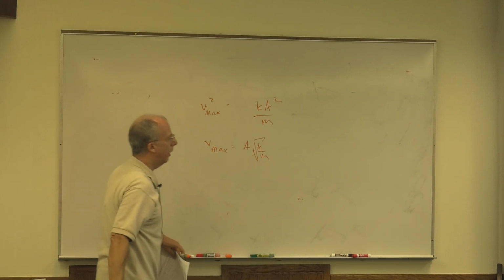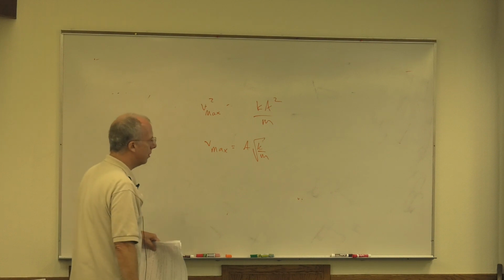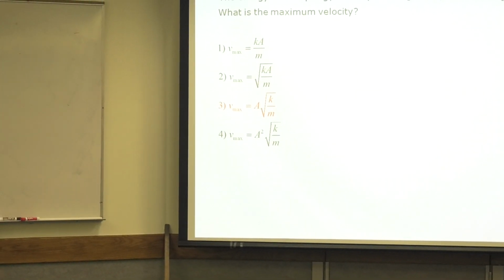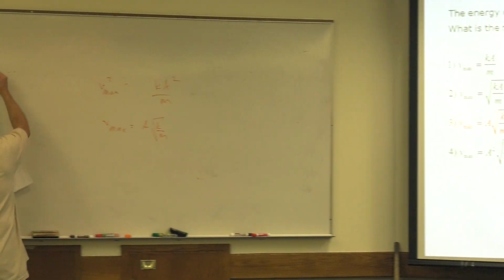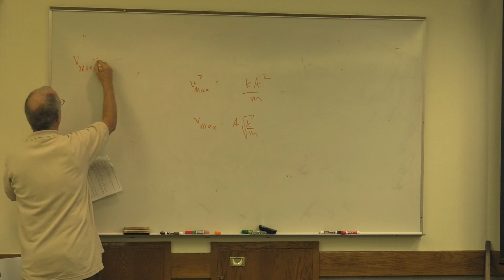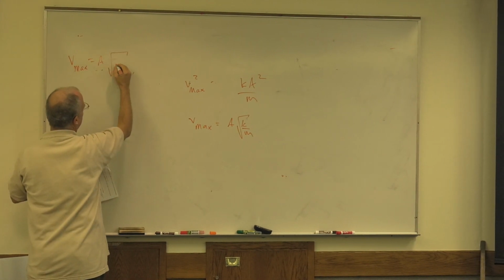All right, so there you go, right? So V max is a radical K over m. Now, why do I want to know that? You'll see. All right, so we just figured out that V max is a square root of K over m.